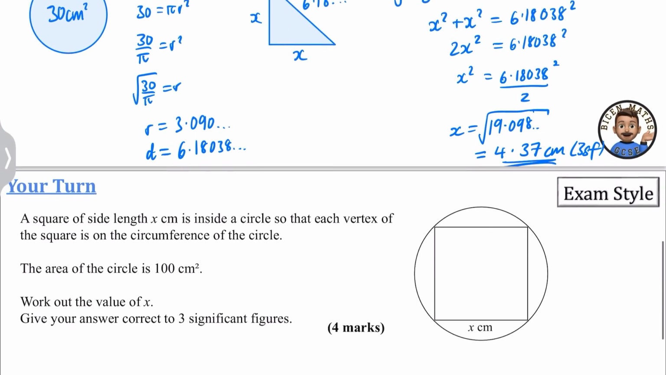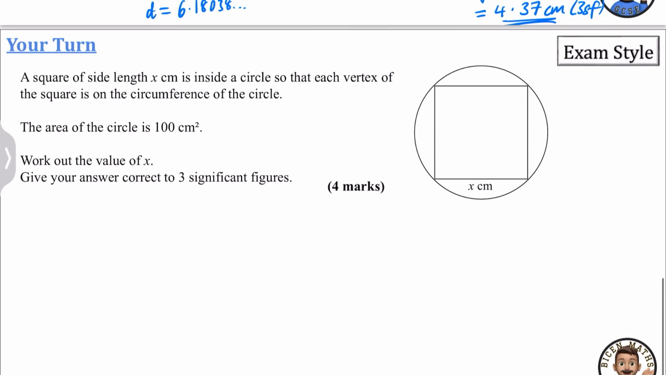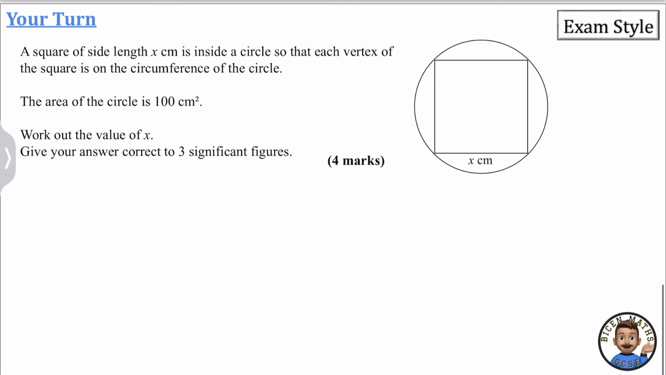Okay, so you're going to have a look at this next question that we've got here that is kind of similar, slightly different. Pause the video and have a go. This is an exam style question, so kind of using the same ideas of what we've come across. So let me just put the calculator to the other side. Okay, let's read through what it says.